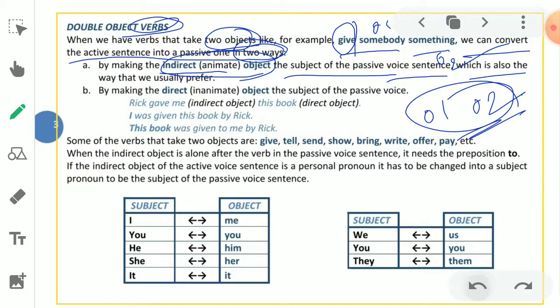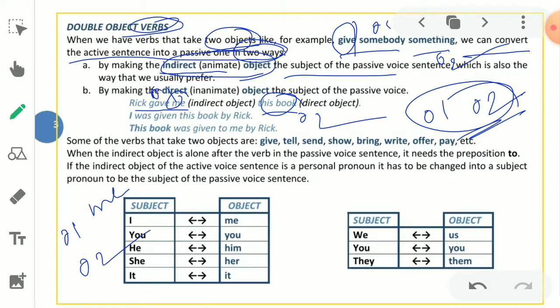Here you can understand. Rick gave me this book. So what is the indirect object? Me. Here me is the indirect object. Got it? This book is the direct object. There are two objects. Object 1 is me. Object 2 is this book. Okay, keep in mind.